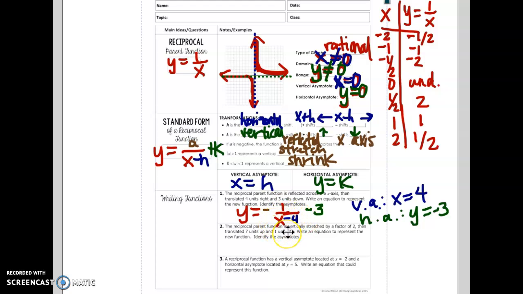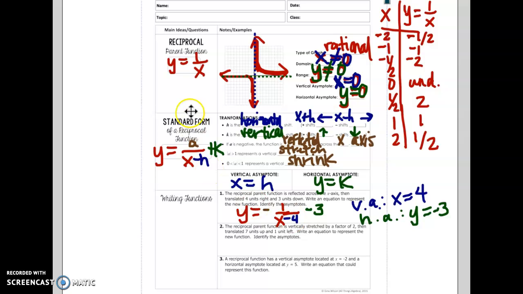Okay. Next thing it says translated right 4 units, so I know that's going to be with x in the denominator, and this is always opposite in every function that we've done. So if I'm going to go right 4, I'm going to say minus 4. And then it says 3 units down, so I'm going to say minus 3. Okay? And then to find vertical and horizontal asymptotes, remember for the vertical asymptote, I'm going to set that denominator equal to 0, solve for x. So that's going to give me 4. Horizontal asymptote should be equal to your k value. So that's at y equals negative 3.